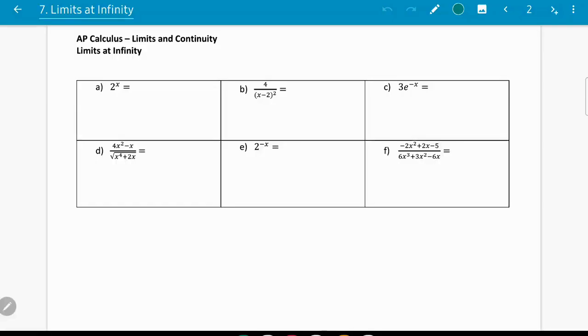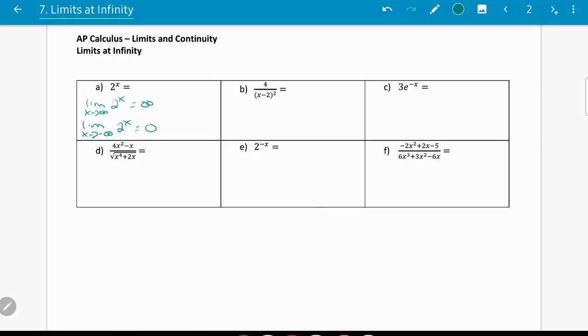So let's look at example 3. We're looking for our limits at infinity of each of these functions. Our limit as x approaches infinity of 2 to the x is infinity, and our limit as x approaches negative infinity of 2 to the x is going to be 0. And this is because of the shape of the function.